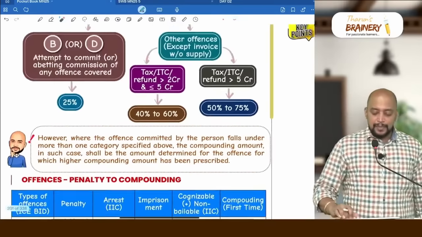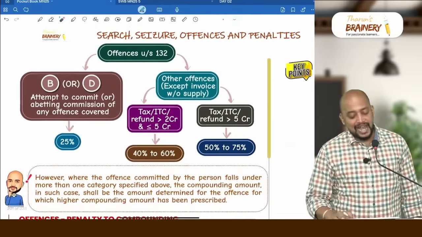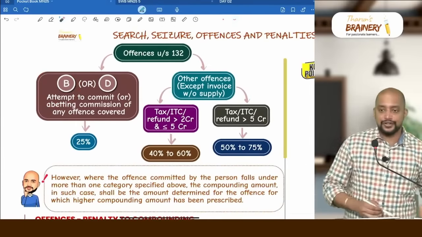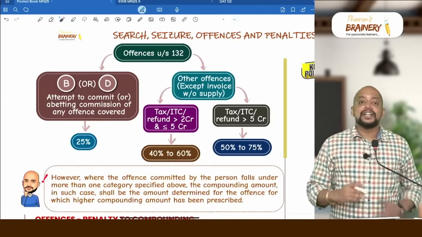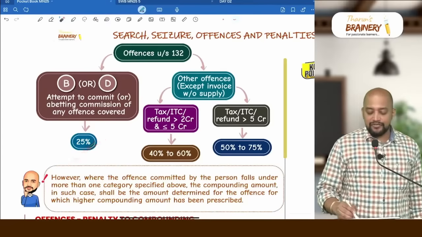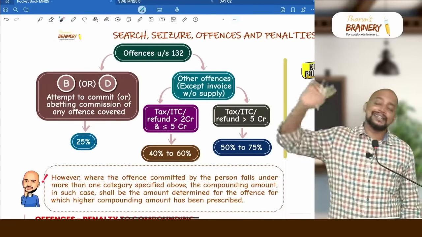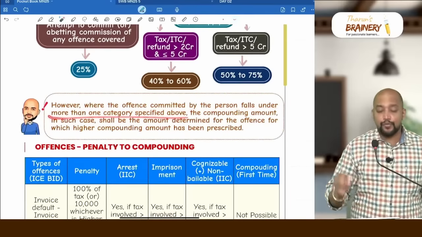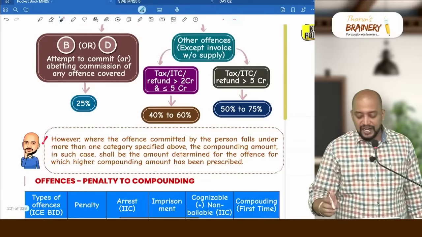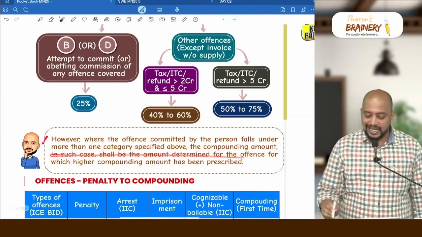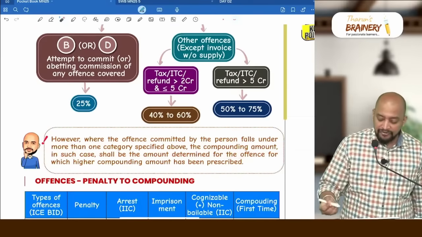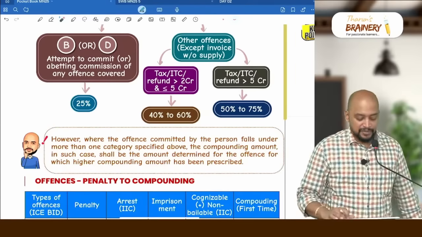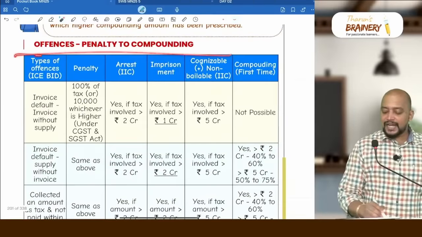Suppose there are two offences that I have committed, books of accounts default is also there and ITC default is also there. In that case, will they divide and collect 25%, 40 to 60% like that? No, only the highest will be applicable. Where the offence committed by a person falls under more than one category specified above, the compounding amount in such case shall be the amount determined for the offence for which the higher compounding amount has been prescribed.